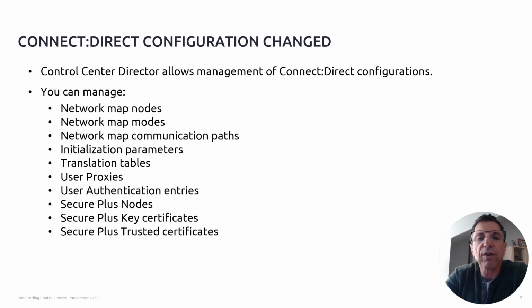Control Center Director, as I mentioned, allows management of your Connect servers, and that includes their configuration information, the network map nodes, the netmap COM paths and modes on your Connect Windows servers, and the init parms, the translate tables, at least on the latest version of Control Center, as well as user proxies, user authentication entries, and Secure Plus nodes, key and trusted certificates.